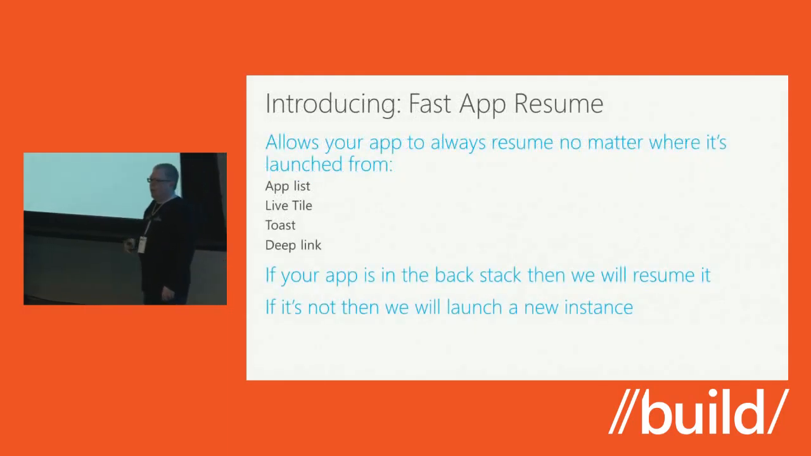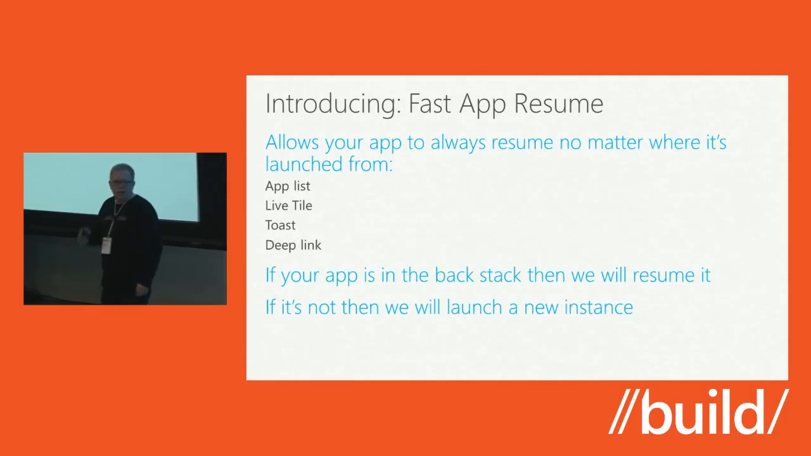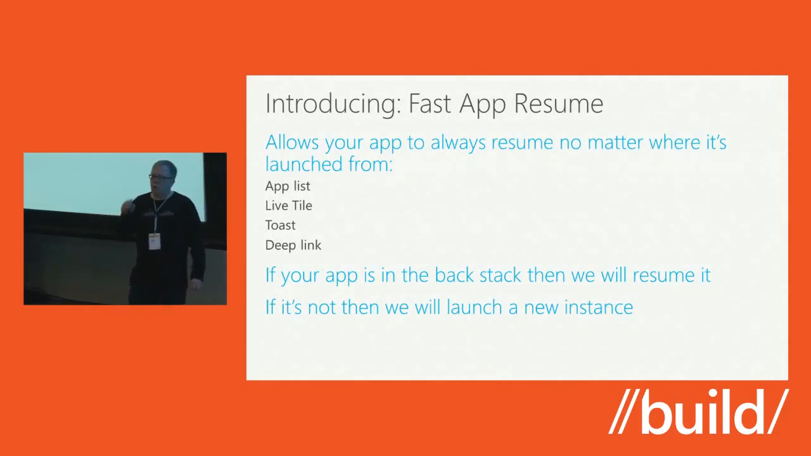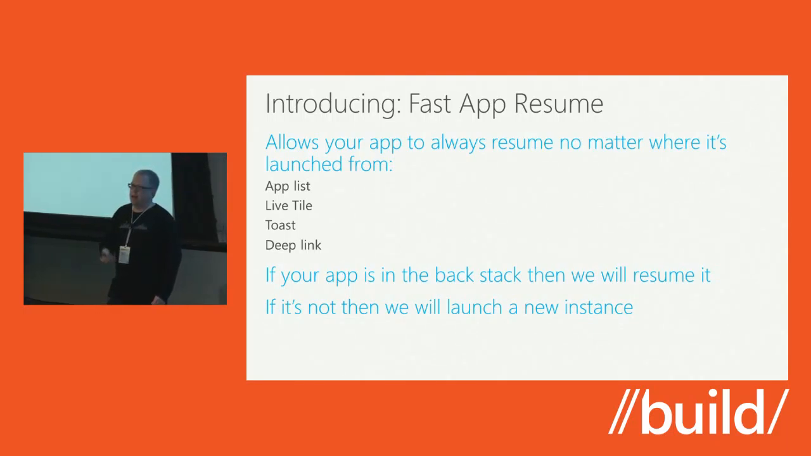So in Windows Phone 8, we're introducing Fast Application Resume. What that allows you to do is we'll always resume your application no matter where you launch it, be that from the app list, from a live tile, from a toast, every way that you invoke your application. If your application is in the backstack, i.e. it's in suspended mode, we will pull it back from that state, which means that you'll be able to switch to your application in less than a second.